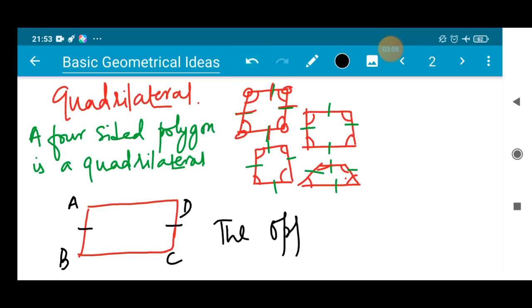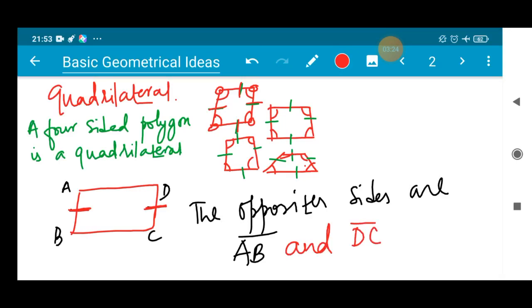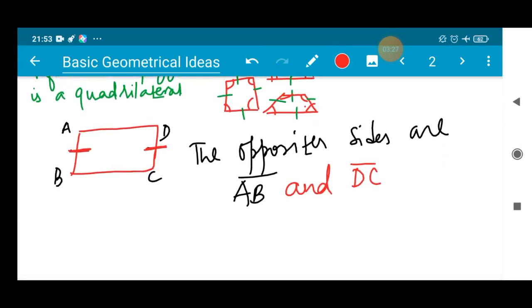The opposite sides are AB and DC, the red marked ones, right? These are the opposite sides. And what are the other opposite sides? AD and BC is another pair of opposite sides. Okay. Now besides this, you all know that there are 4 angles. What are the opposite angles? Angle A and angle C.